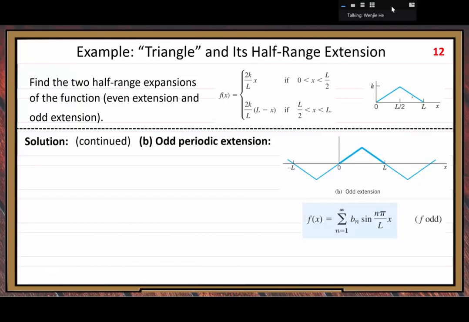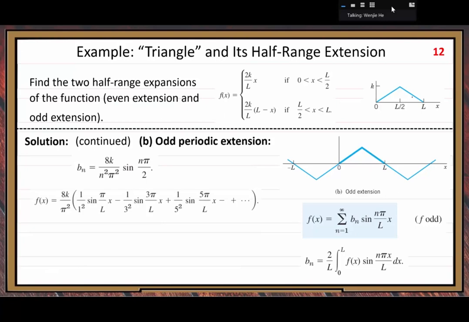So now let's apply the Fourier sine series formula. Let's do the calculation. bn, so the integral. So we get this one, and we can write the f function in the Fourier sine series form.